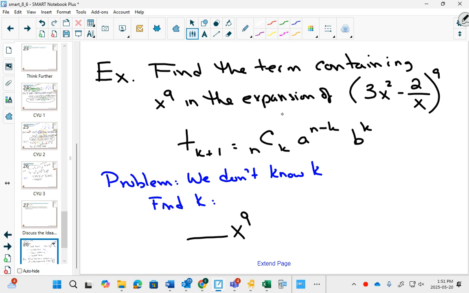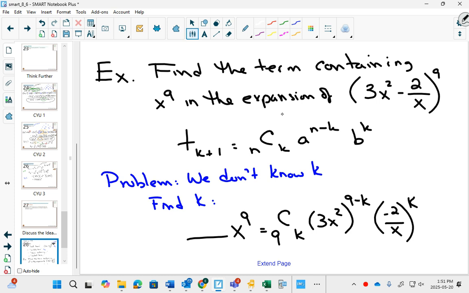I don't know what number's in front. I know it has an x to the 9. I know that it has to be, according to my formula, 9 choose k, and then a is 3x squared to the 9 minus k, and the b is negative 2 over x to the k. So I plugged in everything that I knew except for the k.